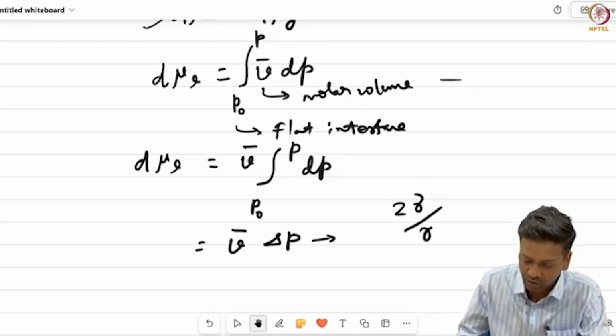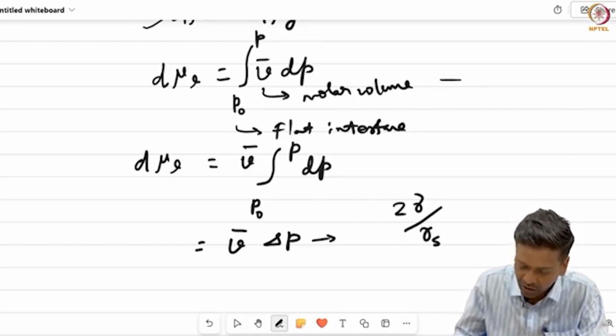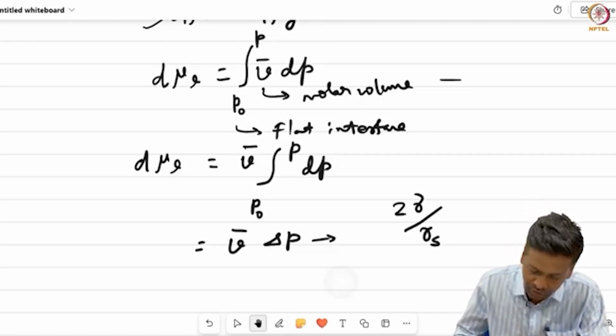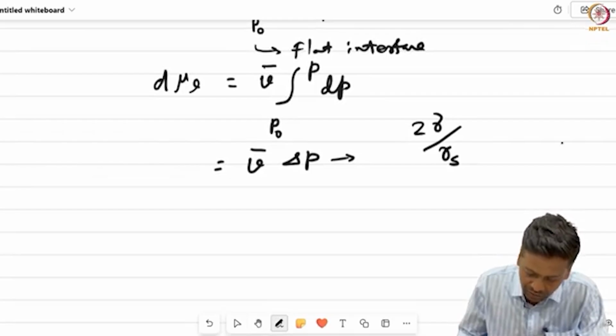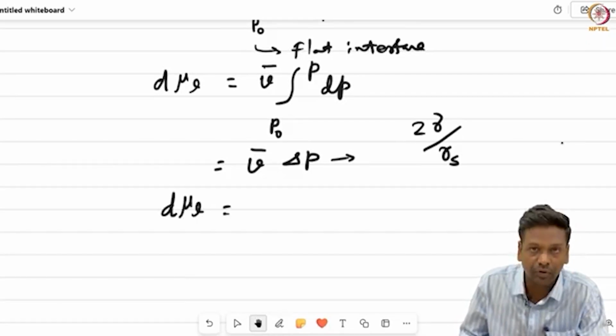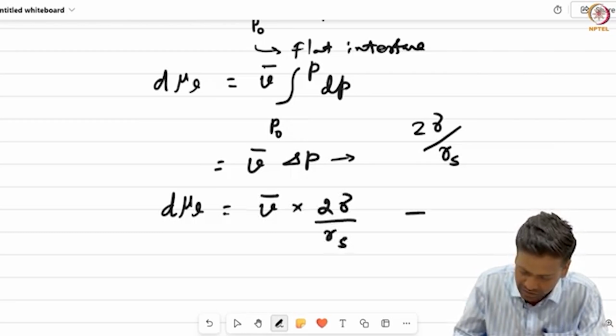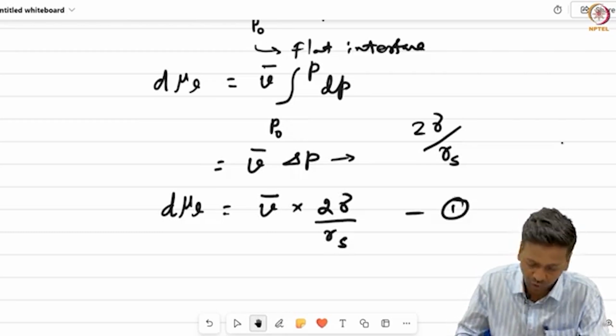Okay, 2 gamma by r. I would say Rs, which is the radius of the spherical bubble or spherical droplet. So in this case, my simplified equation for chemical potential on the liquid side is going to be V bar into 2 gamma by Rs. Okay, this is my equation number 1.